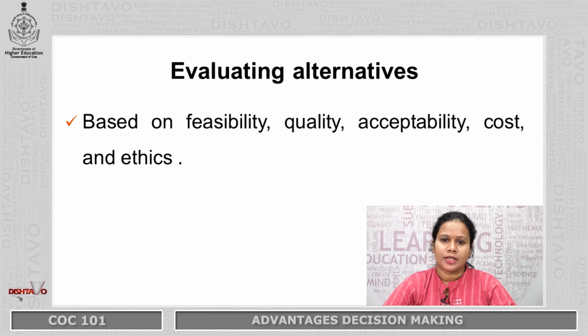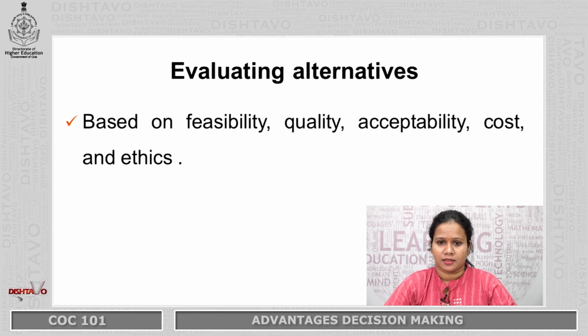Next step is evaluating alternatives. After finding the alternatives, they need to evaluate them. Now, when they are evaluating the alternatives, there are various points to keep in mind. First one is feasibility of the alternative. They should find out to what extent that alternative is feasible for the organization.